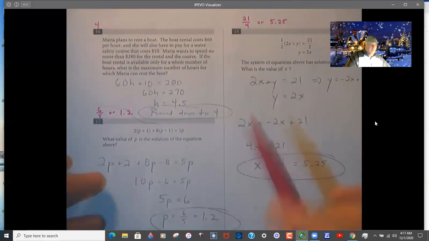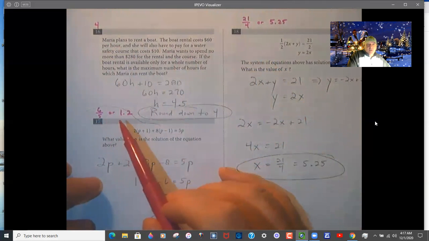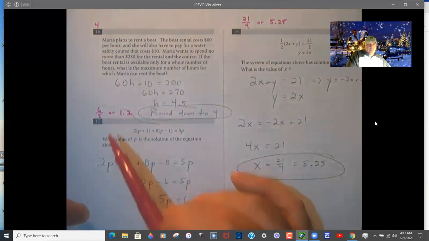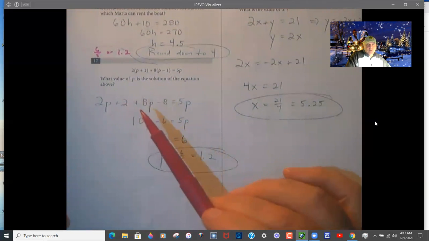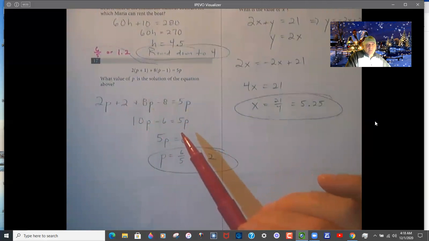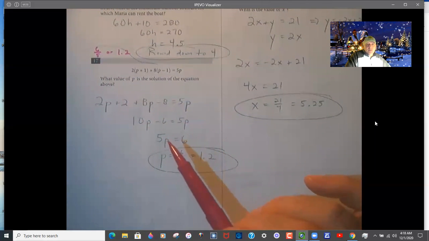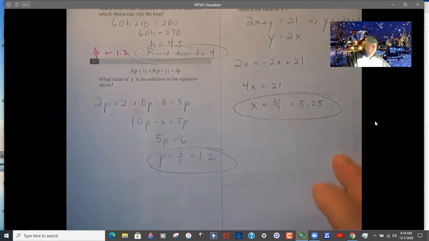And don't get confused. I wrote these up. These are the answers to the problems above here. So this goes with problem 17. Solve this for P. Distribute the 2 and the 8. Combine like terms. This should not be very difficult at all. So I subtracted 5p and added 6, then divided out 6/5 or 1.2.